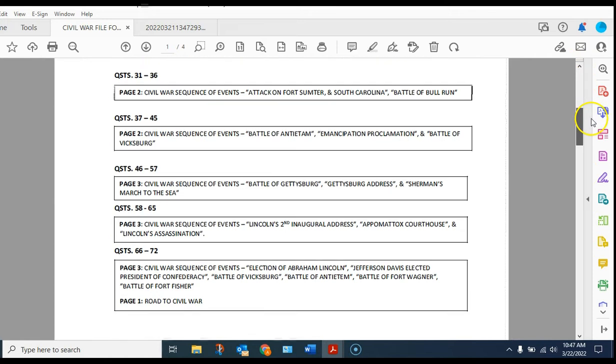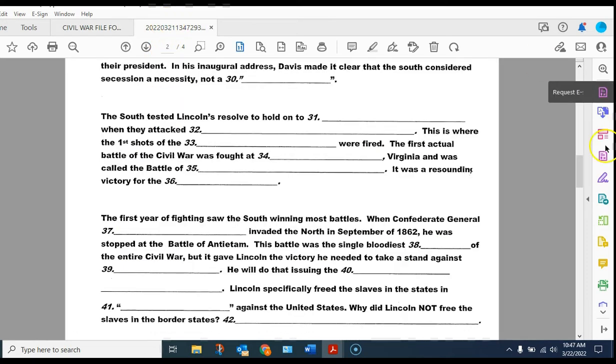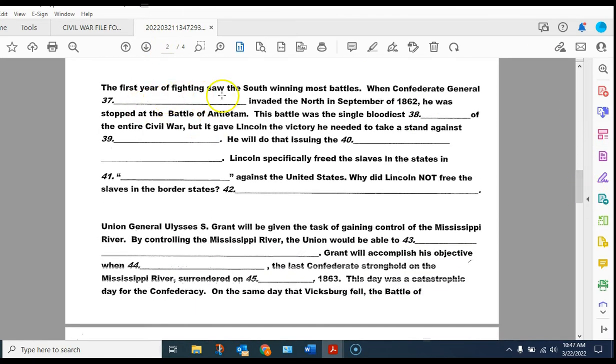Okay, next we are moving on to questions 37 through 45, and we'll be talking about Battle of Antietam, Emancipation Proclamation, and the Battle of Vicksburg. So question 37. The first year of fighting saw the South winning most battles. When Confederate General Blank invaded the North in September of 1862, he was stopped at the Battle of Antietam.